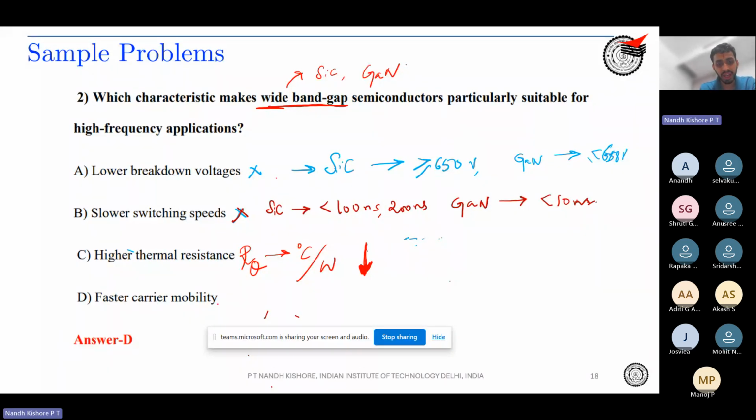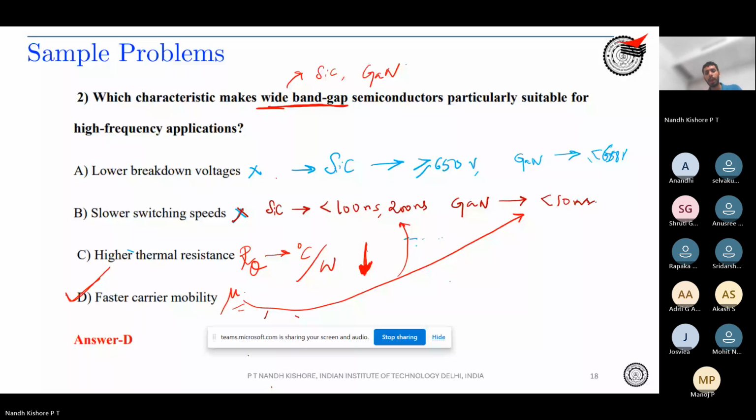And all the WBG devices have very high carrier mobility. We would have studied it in class 12 as well, about mobility of electrons. The mobility of charge carriers in WBG devices is really high. And that is what enables switching times of the order of 100 nanoseconds, 10 nanoseconds, or even less than 10 nanoseconds. Why are we able to get such very fast switching speed? The reason is that the carrier mobility is really high. That is why you get these very fast switching speeds. Okay.